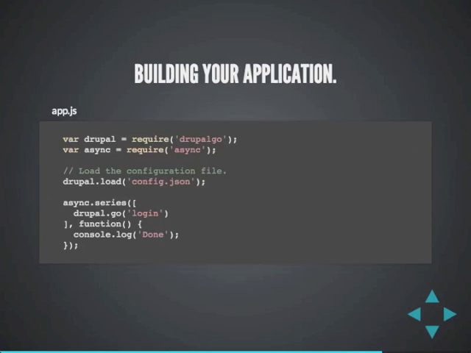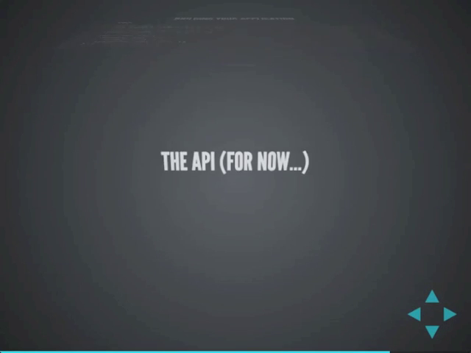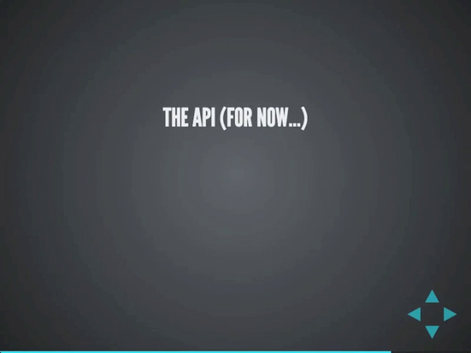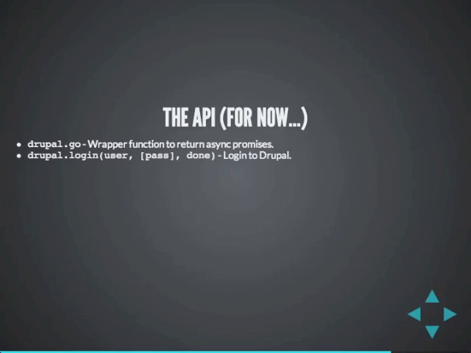Okay, so let's actually move on. Actually let's take a look at, for now, the API for Drupal Go is as follows. But I really hope you guys go out and fork this thing and start making pull requests, adding more Drupal-y stuff to it, because there's a lot of benefits there. So right now there's, of course, the Drupal Go function method, which is just a wrapper to return the async promises. There's login, which takes this signature, user pass, done.